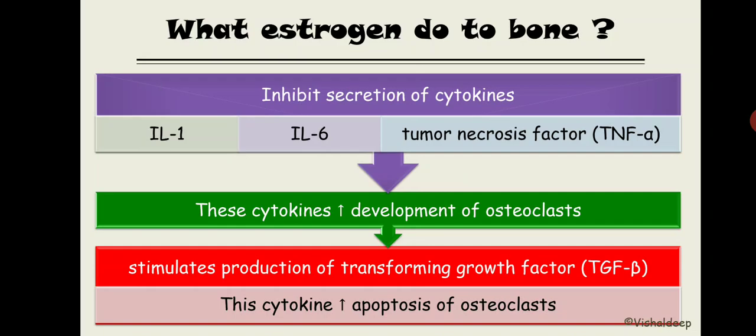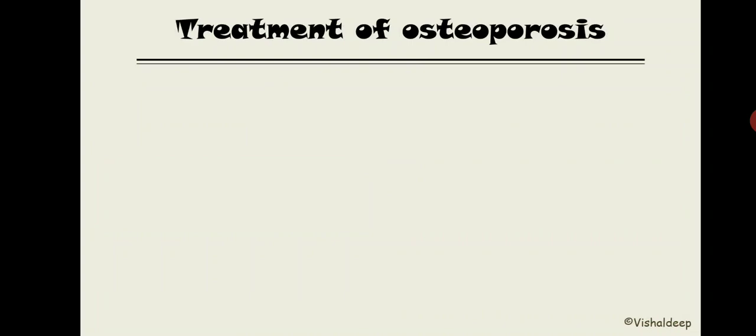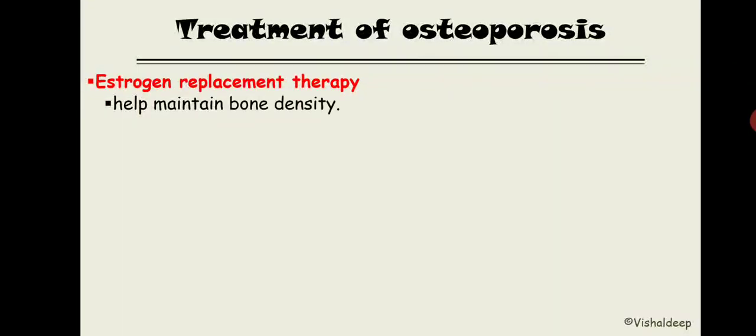Now the treatment of osteoporosis, how will a person who suffers from osteoporosis be treated? The first thing is estrogen replacement therapy. It will mainly help the bone density. But here's the catch, once you give more estrogen to the patient, there are more chances of uterine and breast cancer. So you are trying to cure osteoporosis, but you are actually giving cancer to the patient.